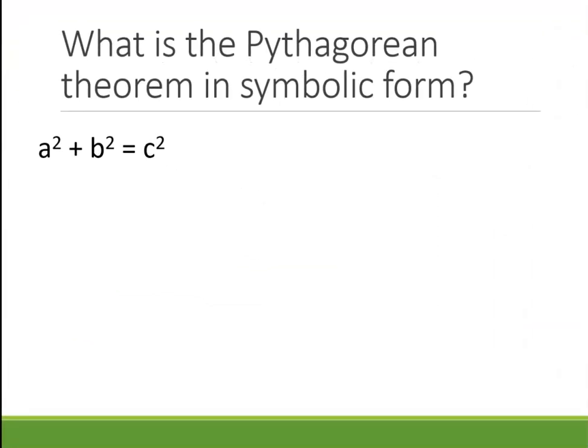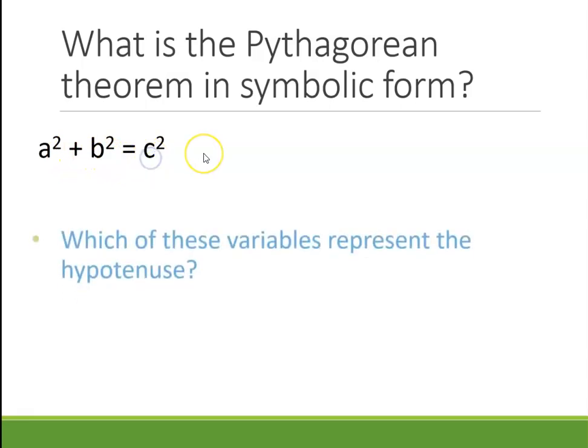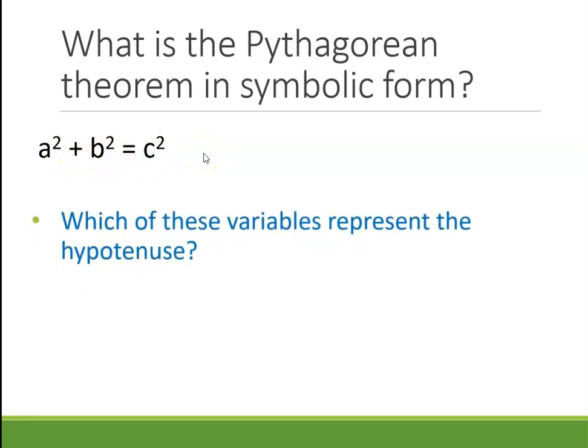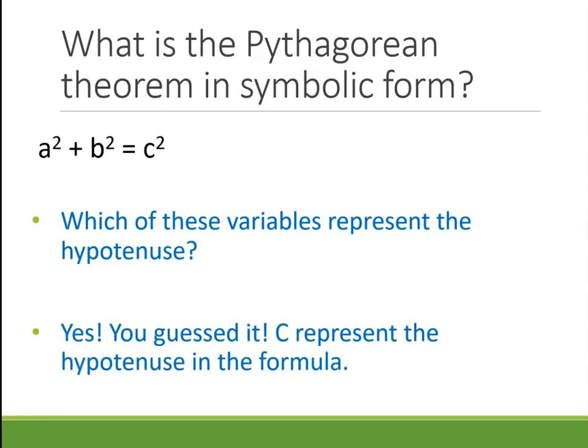So, in symbolic form, Pythagoras' theorem says a squared plus b squared is equal to c squared. Based on what we did in the triangle, which of these variables represents the hypotenuse? Yeah, you guessed it. c represents the hypotenuse in the formula, because when we added the two short sides, we got the hypotenuse, which was 25. So c would be the length of the hypotenuse.